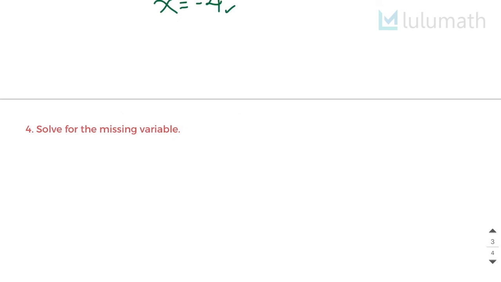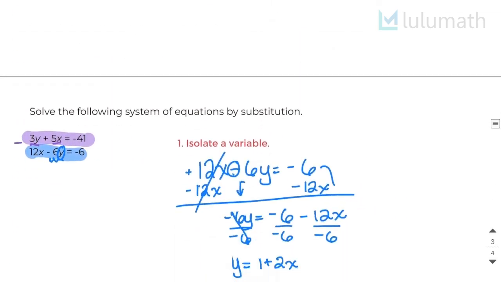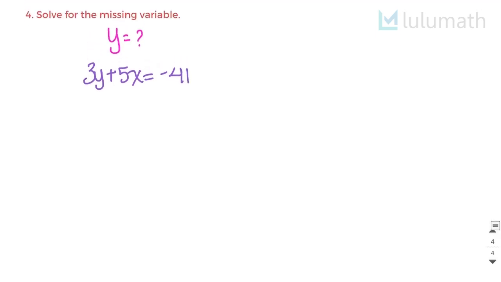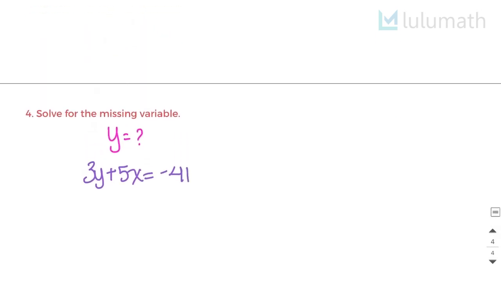So now I need to just solve for the missing variable, which happens to be y right now. So I want to solve for y. Again, I can choose any equation I want, totally up to you. So I'm just randomly going to choose the first equation, which is highlighted in purple right here. So 3y plus 5x equals negative 41. I'll go ahead and write that one down, and then I will talk about what to do next. So since I know that x is negative 4, I'm going to substitute that in for x. And then I'm just going to copy the rest of the equation down exactly how I see it.